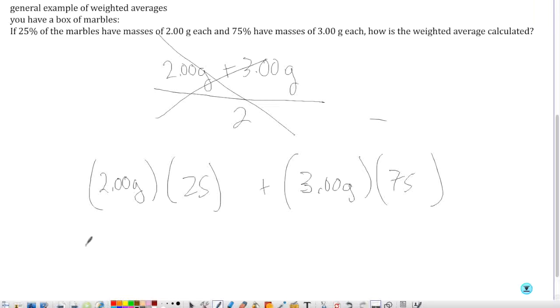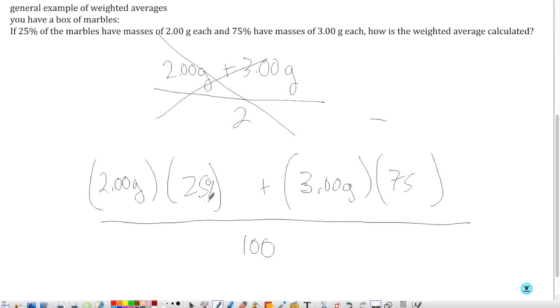And then in order to make this correct, all you'd have to do is divide by the total number of marbles, right? Because this would give you the total mass, and then you'd be able to divide that by the total number of marbles. Well, you can do the same thing with percents.